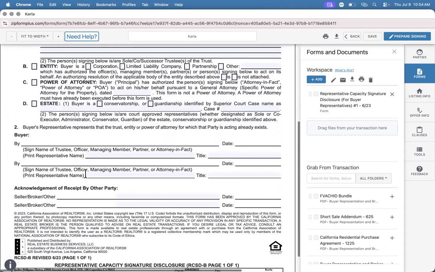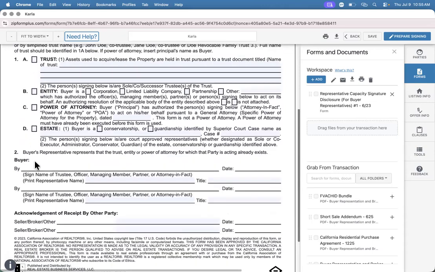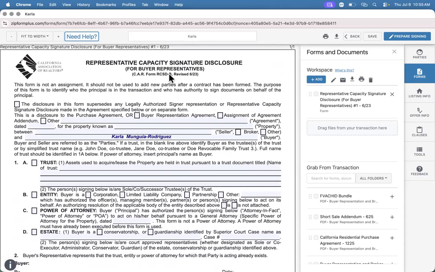Okay, cool. Got it. How come this says buyer right here though? There's an RCSD-B for buyers, and then there's an RCSD-S for sellers. Oh, okay. So I did the wrong one anyways.